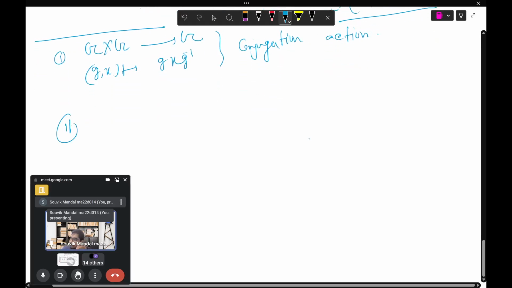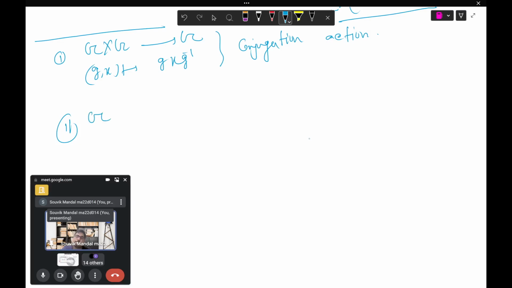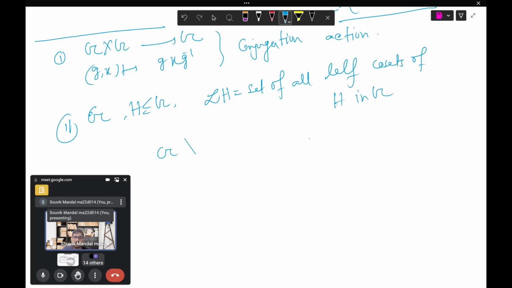Then there is another type of famous group action. Suppose G is a group and H is a subgroup of G. By LH we mean the set of all left cosets of H in G. Then there is an action G cross LH to LH, (g, xH) goes to gxH. So it is known as the left coset action.